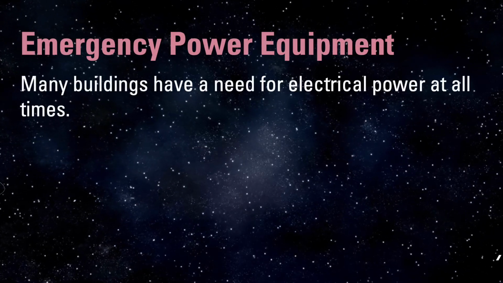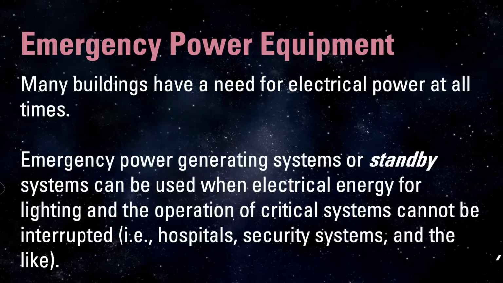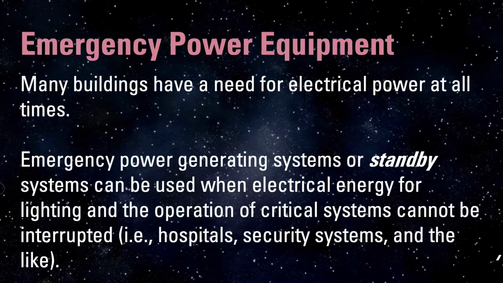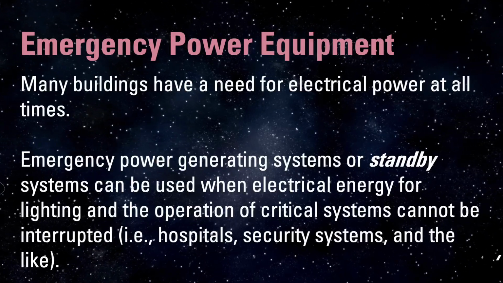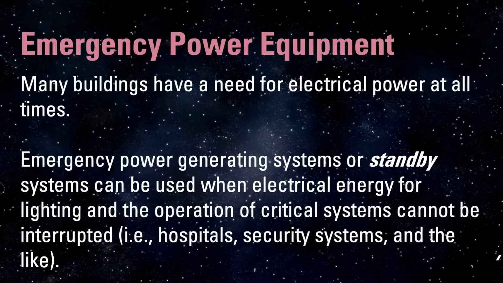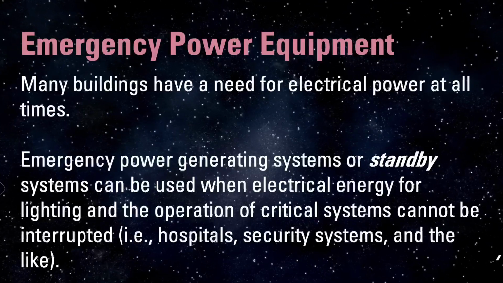Many buildings have a need for electrical power at all times. Emergency power generating systems or standby systems can be used when electrical energy for lighting and the operation of critical systems cannot be interrupted, like those at hospitals, security systems, and the like.